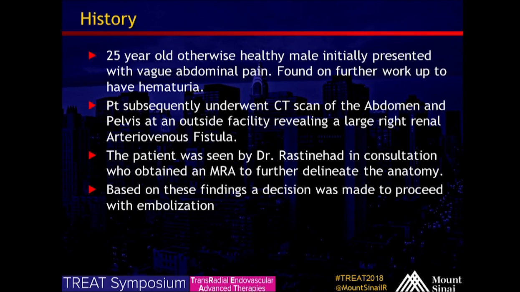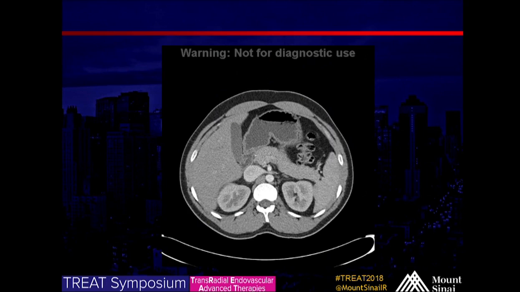So I'm here to present a case for you, a young 25-year-old, otherwise healthy male. He initially presented with complaints of vague abdominal pain, and during the course of his workup, he was found to have gross hematuria as well. He underwent a CT scan initially that showed the findings that we'll see on the next slide in just a moment, and was referred to Dr. Rastinehad in consultation. We subsequently got an MRA, which I'll also show you in oncoming slides. So why don't we go ahead and go to the next slide now.